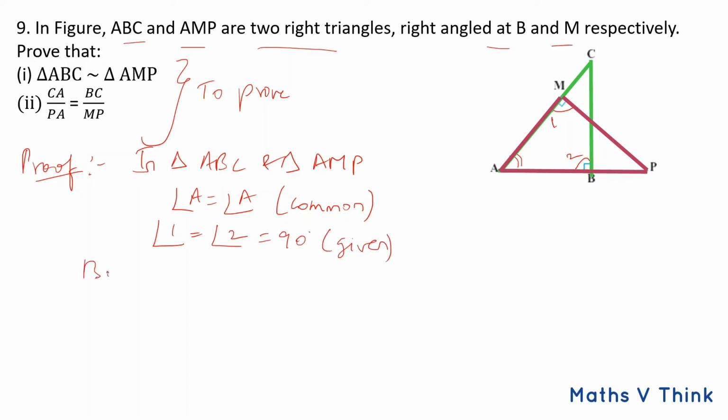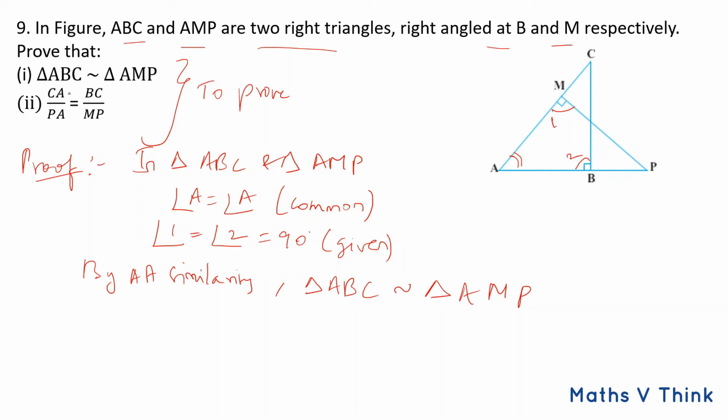Now by angle similarity, I can tell triangle ABC is similar to triangle AMP. Now I have proved these both triangles are similar. When two triangles are similar, I can tell that their corresponding sides will also be in proportion.